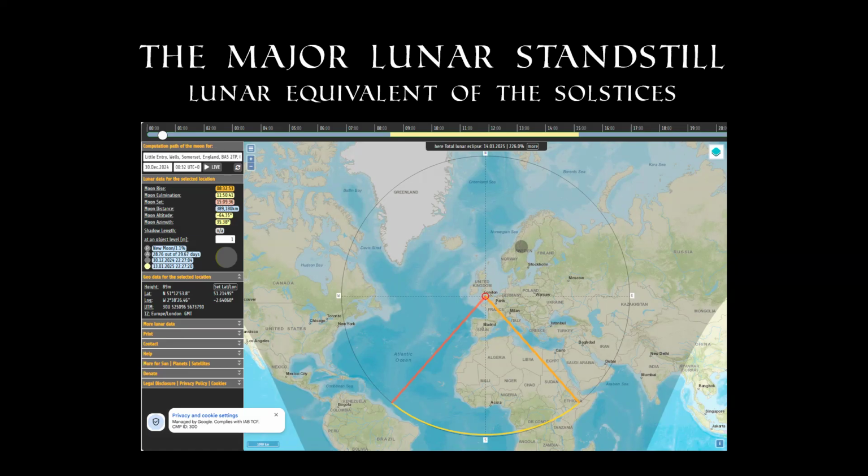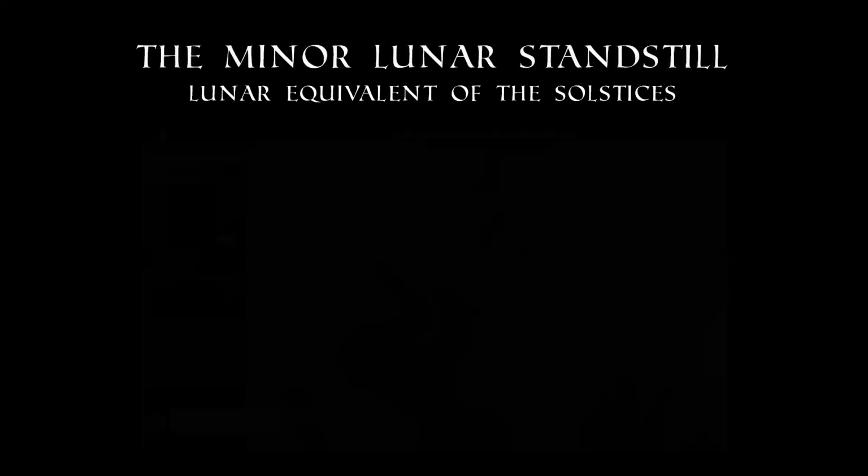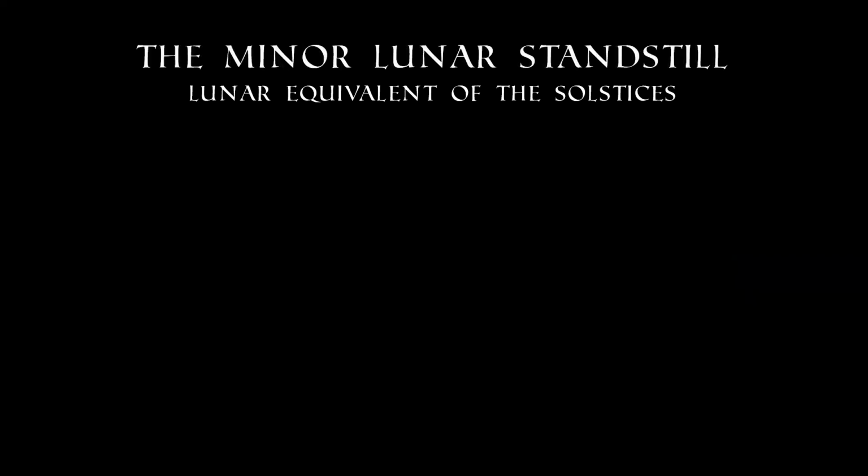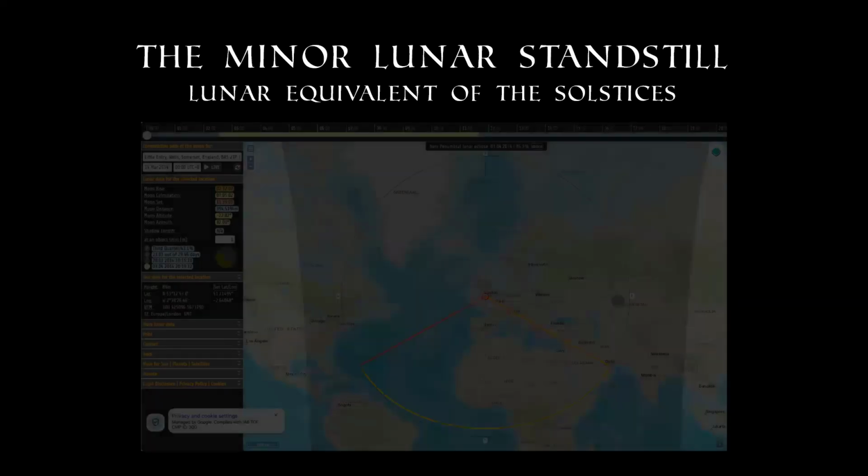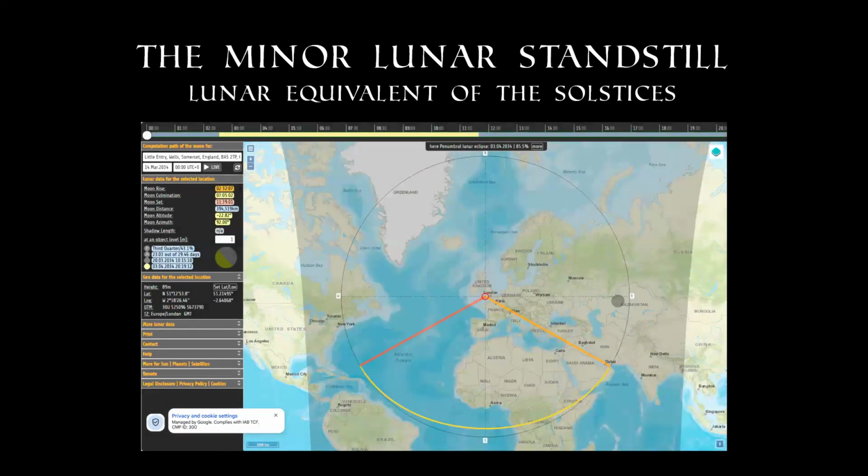But having said that, this is the major lunar standstill. There is also a minor lunar standstill as well. Now, it's a similar principle. It's the idea that you have the most northerly point and the most southerly point, but this time it's the other way around. It's the least northerly point and the least southerly point that you get. And this is actually over a cycle of 18.6 years. So it's going to be in about another 9 and a bit years' time. If you look at the date here, this is 2034 that I've put onto the website.